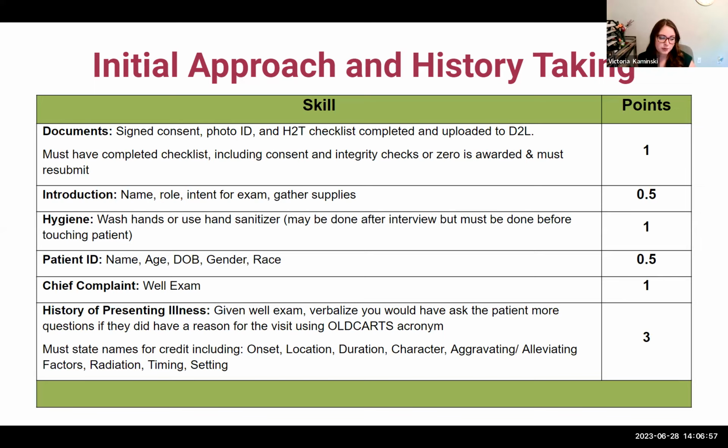Chief complaint gets you 1 point, and that's a wellness exam. And then the history of presenting illness. So given it's a well exam, you would verbalize asking the patient more questions if they did have a reason for the visit. And you should be stating to the camera that you would use the OLD-CART acronym. Again, what is OLD-CART? That's onset, location, duration, character, aggravating and alleviating factors, radiation, timing, and setting. So for the purpose of this exam for a well visit, you would not likely need that OLD-CART acronym, but you would verbalize all of those steps to the camera.